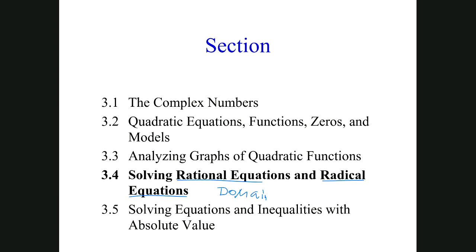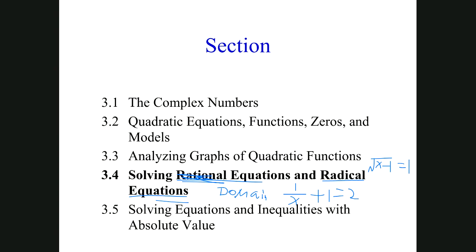So what is a rational equation? That means you're going to have an x in the denominator, something like that. And what is a radical equation? That means you're going to have a square root, something like that. For these two, you're going to have a domain again. As I said earlier, domain is going to be in pretty much every chapter, not every section, but every chapter.